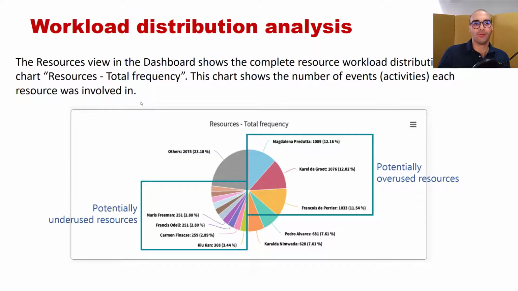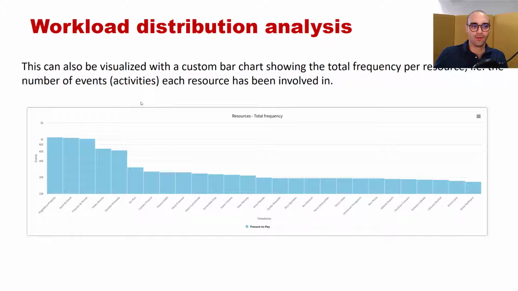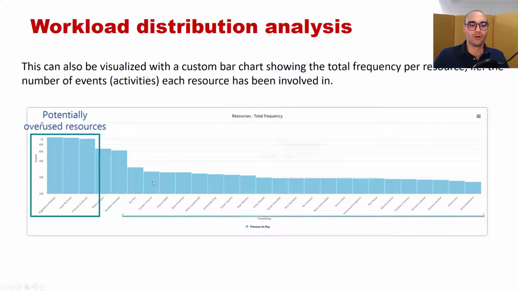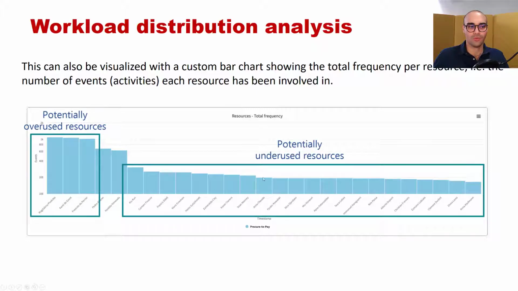Another way of getting the workload distribution is through the dashboard using this total frequency of cases, which is a pie chart that is supported inside ProM. We can visualize it using the pie chart or the bar chart as here. Here you can see that there are some resources that are overused and some resources that are underused because of the frequency of the events they execute inside the organization.